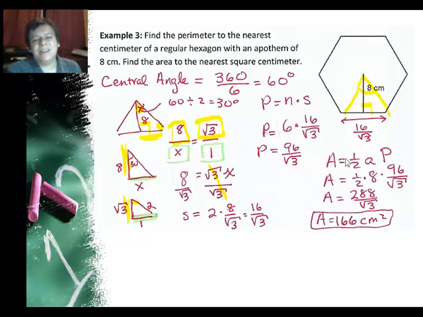The area is going to be 1/2 times the apothem times the perimeter. The apothem is 8 centimeters, and here is my perimeter. When I go ahead and substitute this in the calculator, I get 166 centimeters squared.